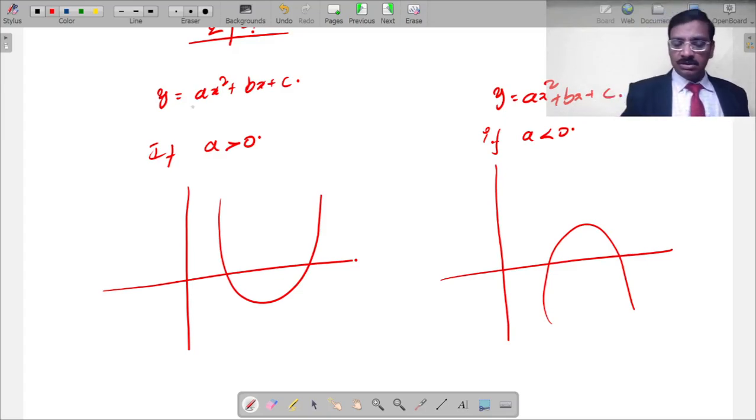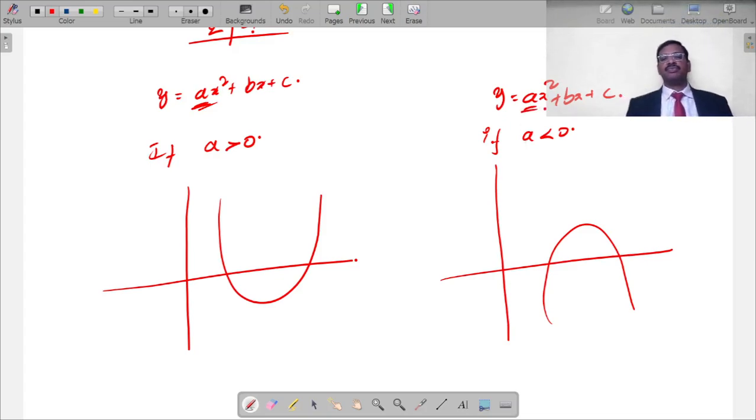So this a value is the first value which will be deciding the shape. If this a value is a positive number, you will always find a minimum value here. So this is the minimum value.